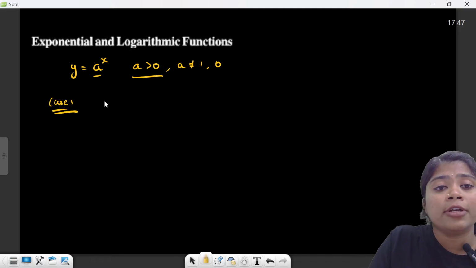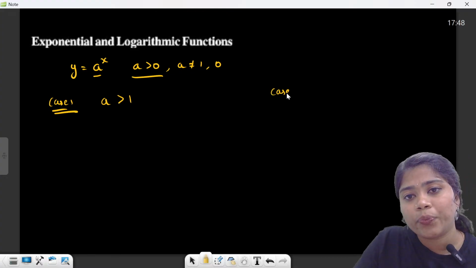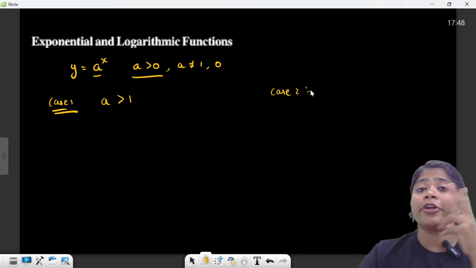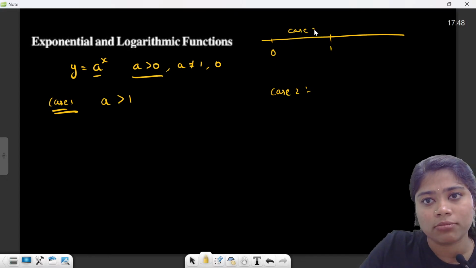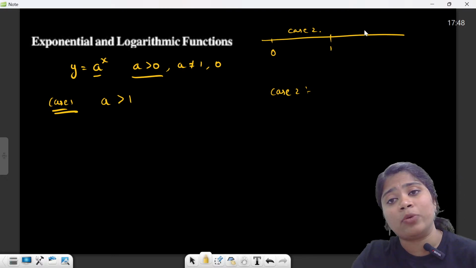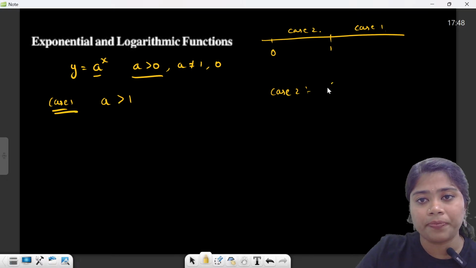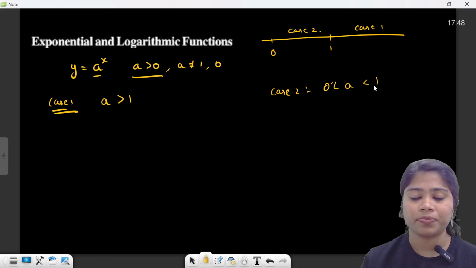So if I have base A is greater than 1, that is case 1. Since the base is greater than 0, as given, I'm going to have two different cases. One is base A from 0 to 1, this is case 2. Another one, base A that is greater than 1, that is case 1. For these two cases, how does the graph look? That we are going to discuss.